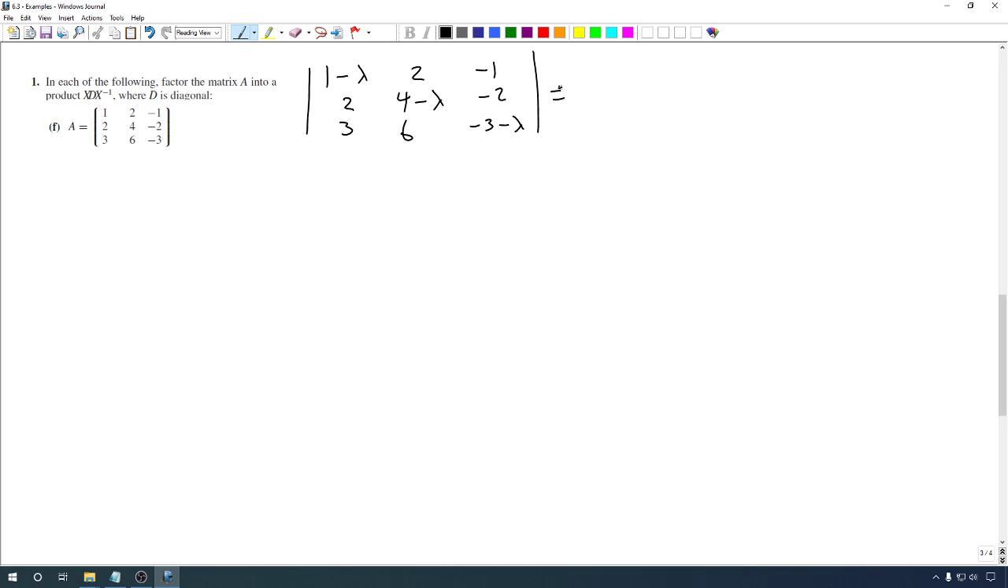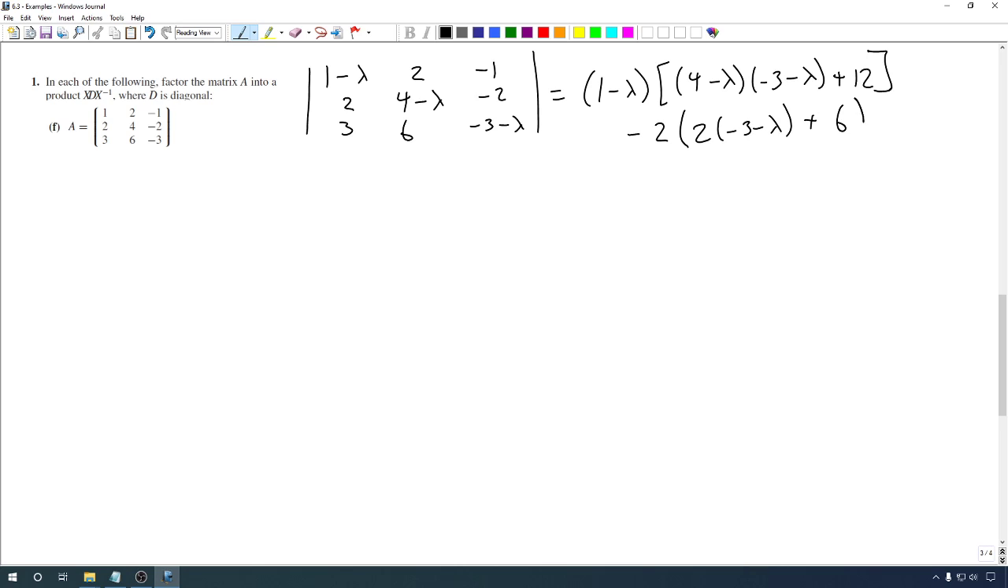And of course, we have to expand this whole thing out. This is actually, on its face, a lot more complicated than the previous one. We have the 1 minus lambda times, then it's 2 by 2, so we have 4 minus lambda times negative 3 minus lambda, then plus 12. We're then going to subtract 2 times negative 3 minus lambda minus negative 2 times 3, so plus 6. And then we have minus 1 times 2 times 6 is 12, minus 3 times 4 minus lambda. And then we have to set that thing equal to 0.